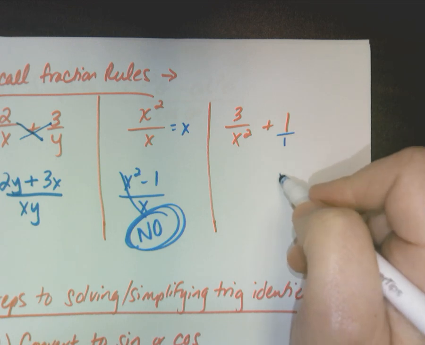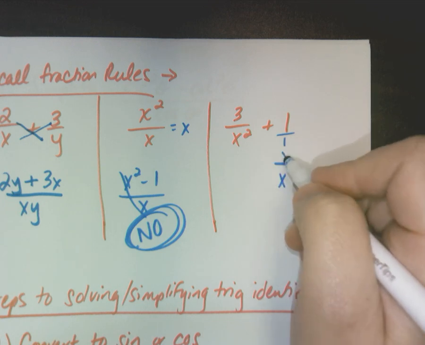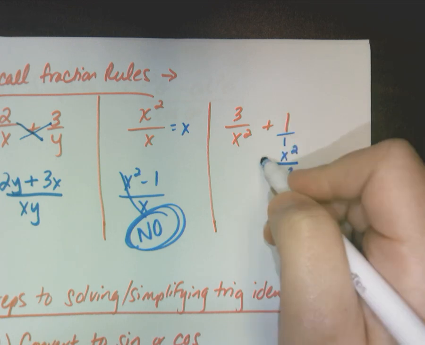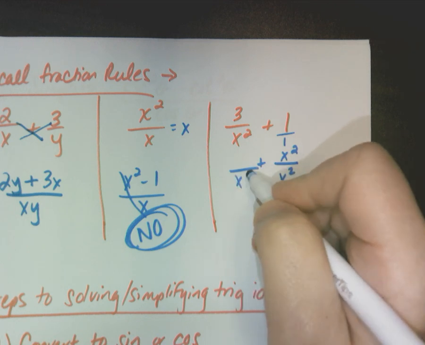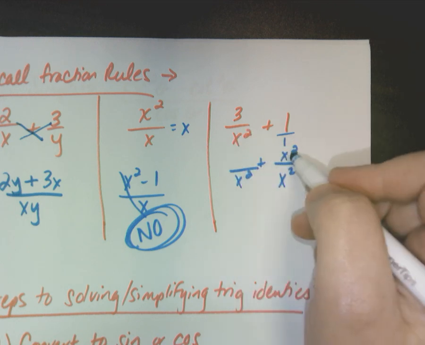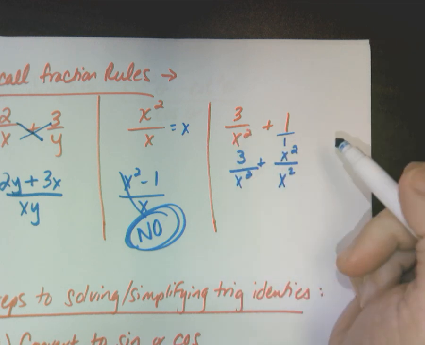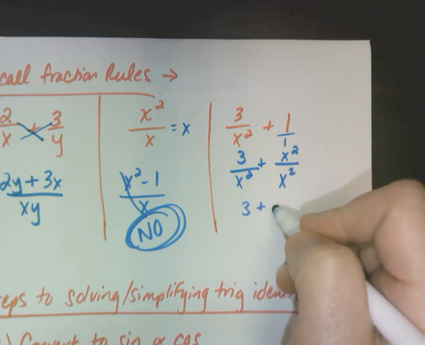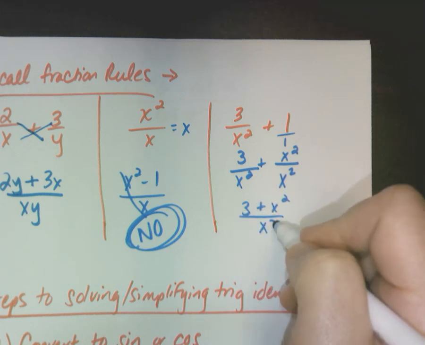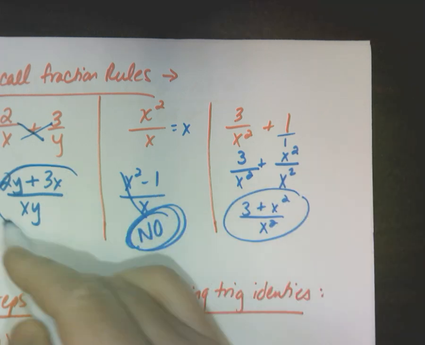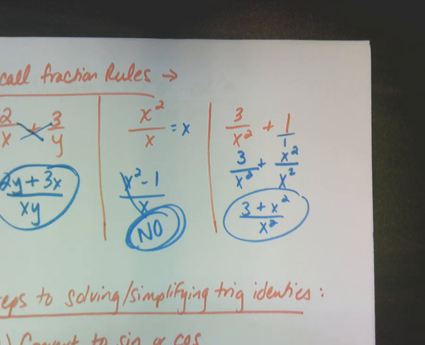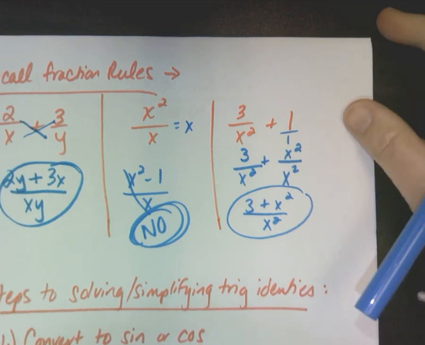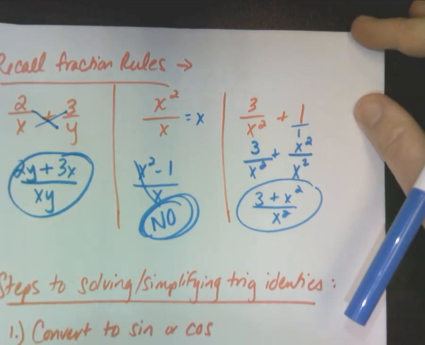This would be x squared over x squared. So anytime you're adding 1, it's whatever the denominator is over here over itself. And then you can just make this 3 plus x squared over x squared, okay? These are all just simplifying fractions. You should just know this from 7th grade.